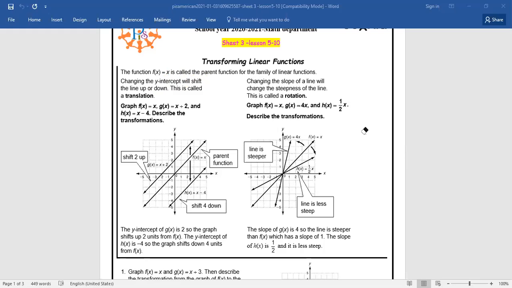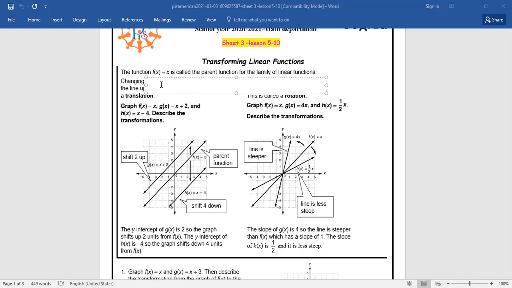What do you notice, grade 9? Different slopes, yes. If you have different slopes, this is a rotation. Could you please tell me the slope for each one?